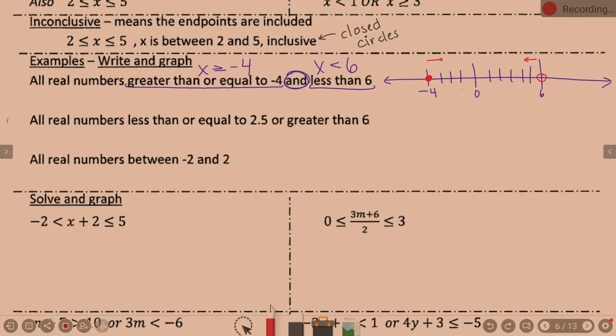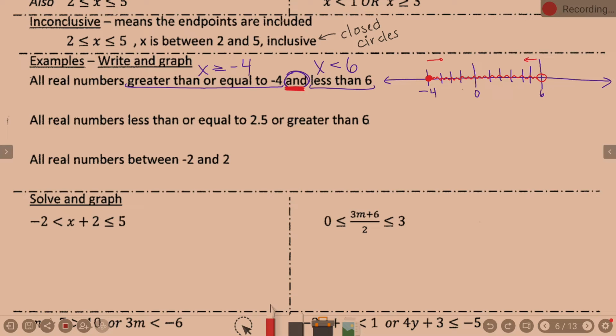Now, this is what type of statement? It's an and statement. And means we shade, what's it say up above? Where they overlap. Where are these graphs going to overlap? That's 0, and not just at 0, but everywhere in between -4 and 6. So my shading is going to be between -4 and 6. So pretty much that one.